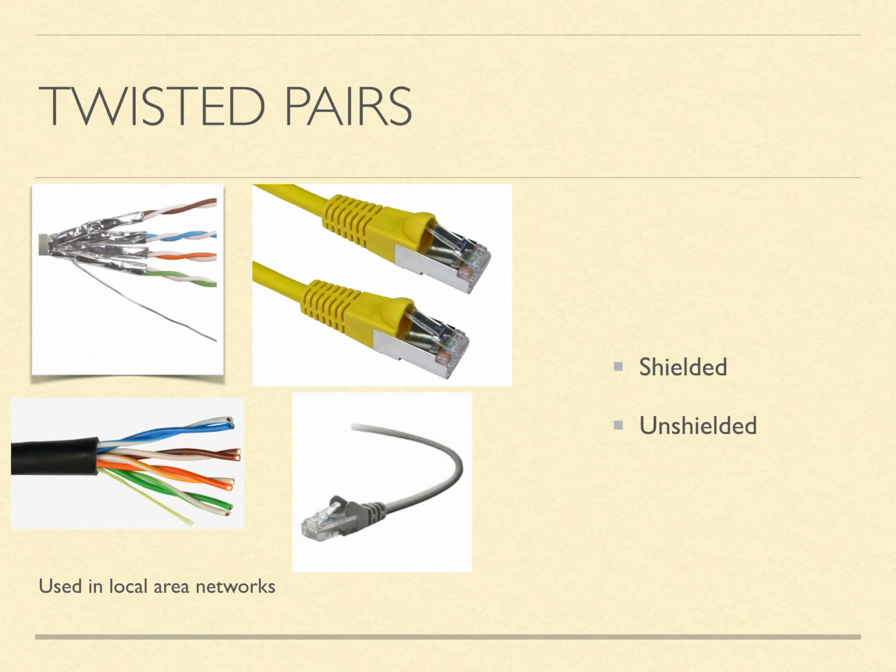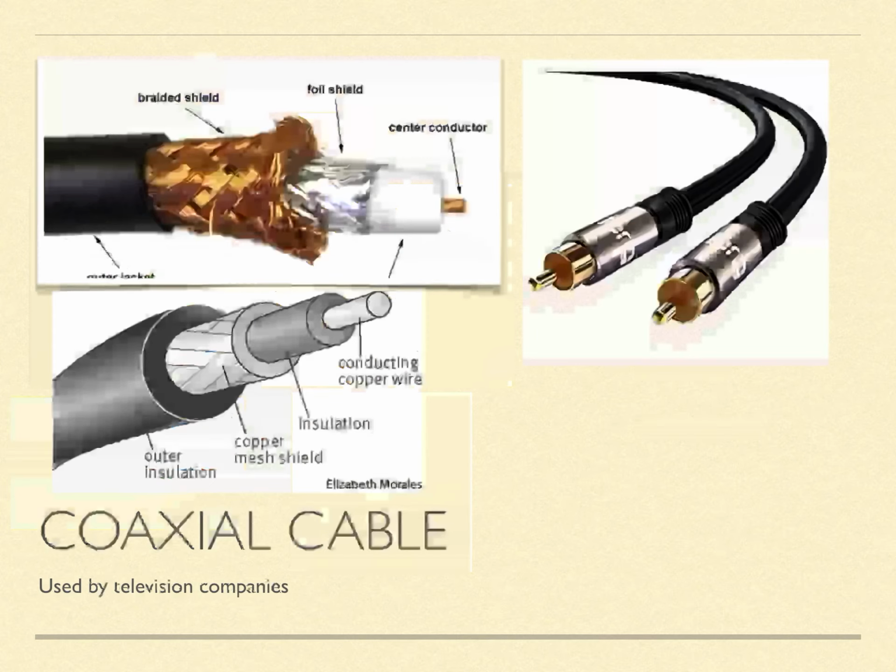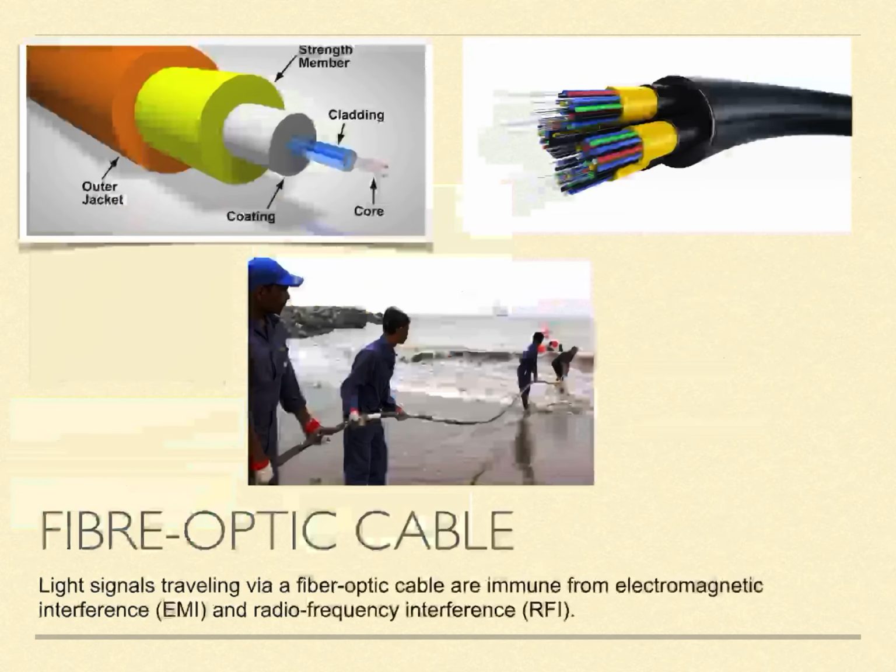Then if we go further and we talk about twisted pair cables, we have two types, shielded and unshielded, and this is a diagram of how it looks. This is mostly used in local area networks. Coaxial cable is used by television companies. This is connected to your decoder and your satellite. Fiber optic cables: light signals traveling via a fiber optic cable are immune from electromagnetic interference and radio frequency interference. Okay, this is just one of the examples. You use these cables over extremely long distances.